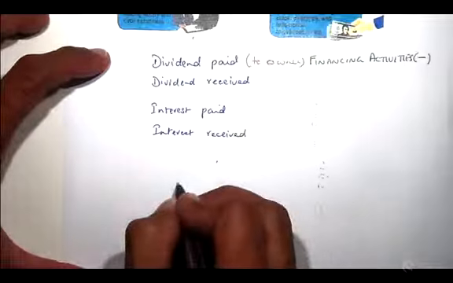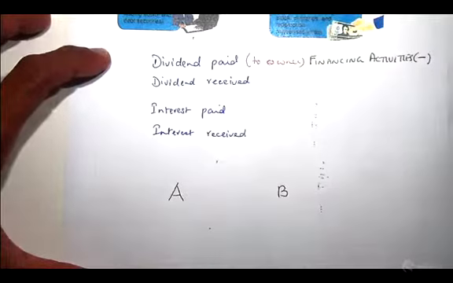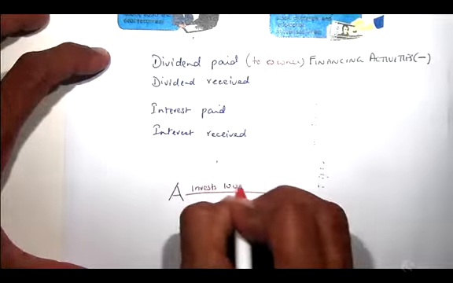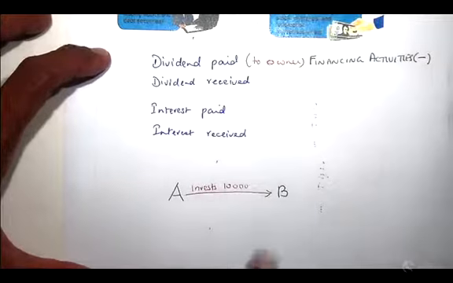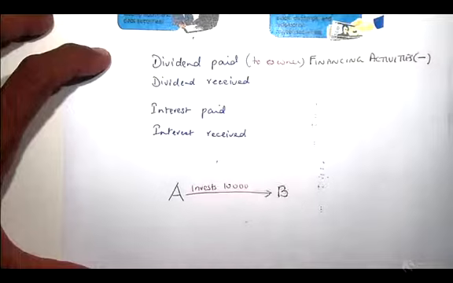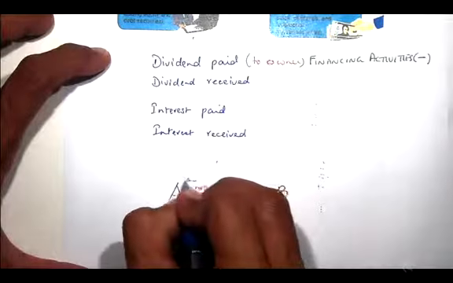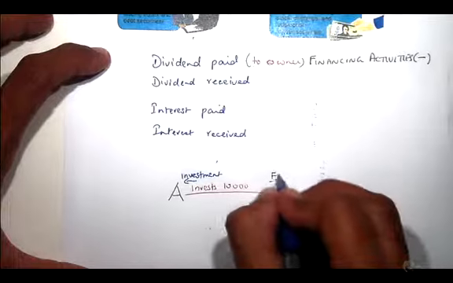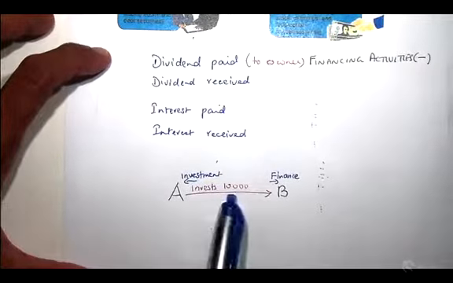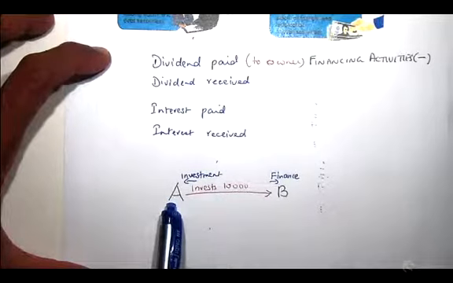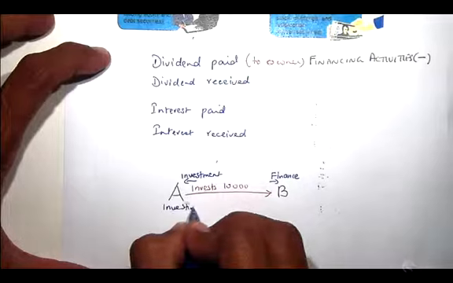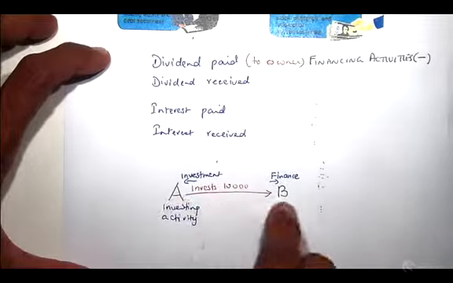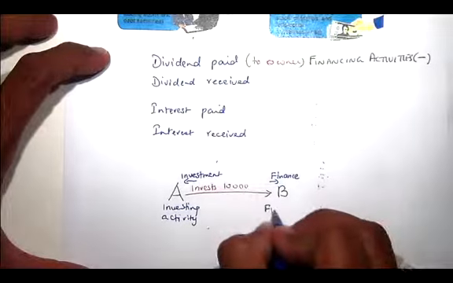Let's make this more clear. Now I have company A and I have company B. Company A invests in company B $10,000. So company A has invested $10,000 in company B. So the money that company A gives company B, for company A, it's an investment. And for company B, it's a source of finance. So the $10,000 in the cash flow statement of A will be reported under investing activities. And the receipt of $10,000 from financer A will be reported in the cash flow statement in company B as financing activity.